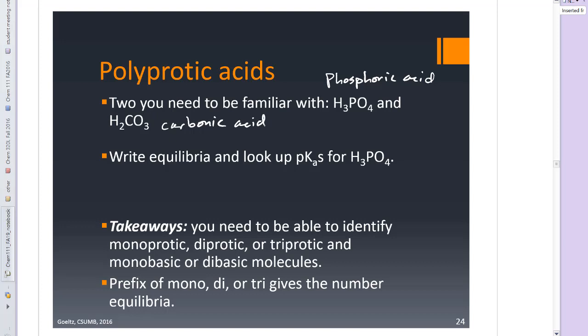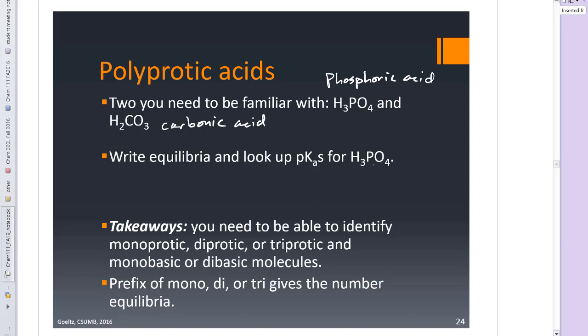So this says write equilibria and look up pKa's for H3PO4. We'll make some space and do that below. But what you need to be able to do is identify monoprotic, protic here refers to a proton, diprotic or triprotic, and then monobasic or dibasic. These refer to how many protons a molecule could give up if it's an acid, or how many protons it could take up if it's a base.